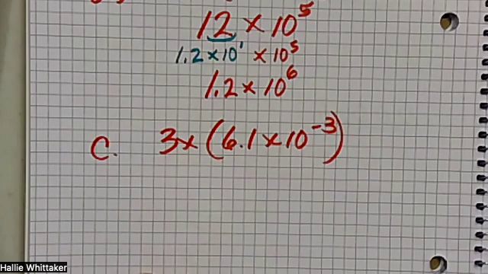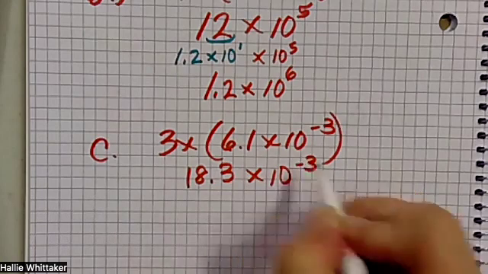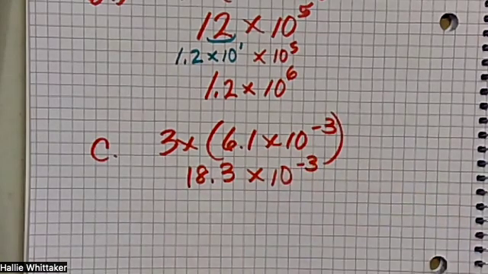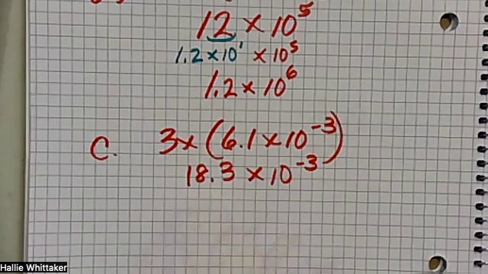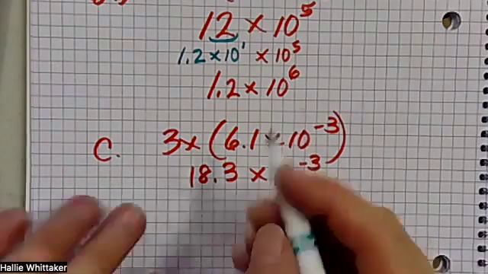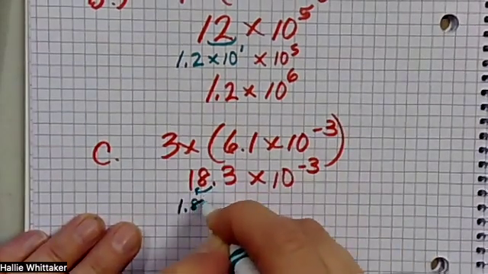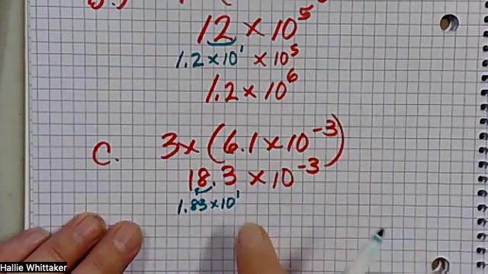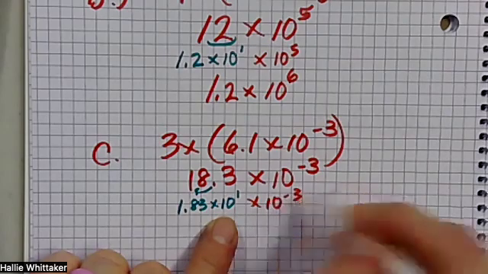6.1 times 3, and you get 18.3 times 10 to the negative 3. You would get partial credit for that on a test, but the problem is the 18.3 is greater than 10. So rewrite that, however you convert it, okay? That becomes 1.83 times 10 to the 1, and then we've got our times 10 to the negative 3.